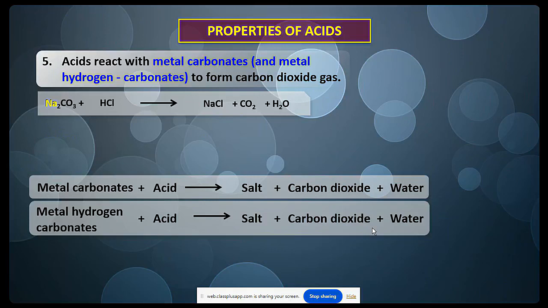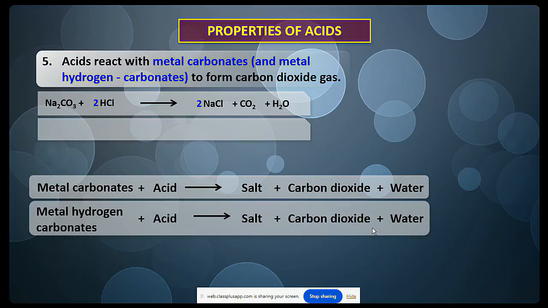Now, to balance this: in Na2CO3 we have two Na, but only one Na on the other side. So keep two here to balance it. Carbon, 1, gets balanced, and oxygens, 3 and 3, are balanced, but hydrogen is not balanced. To keep hydrogen 2 on the right-hand side, we have to keep 2 on the left-hand side as well. Is it right? So hydrogen is also balanced, and chlorine also gets balanced.